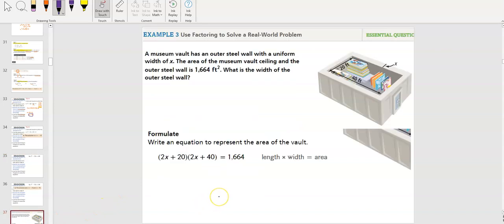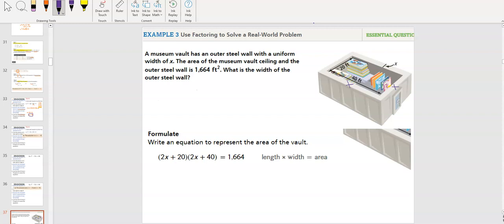Okay, on example 3, we are using a real-world word problem. Okay, we have a museum vault that has an outer steel wall with a uniform width of x. A hint, this is very similar to our picture frame or pool deck problems. Okay, so all around this is x. The area of the museum vault ceiling and the outer steel wall is 1,664 feet squared. What is the width of the outer steel wall?